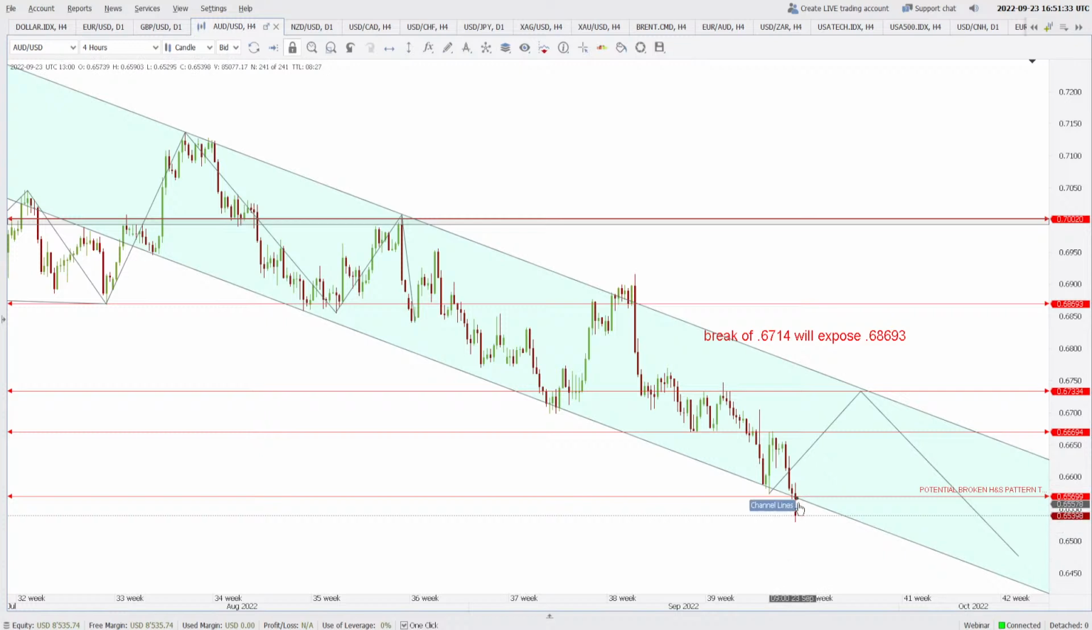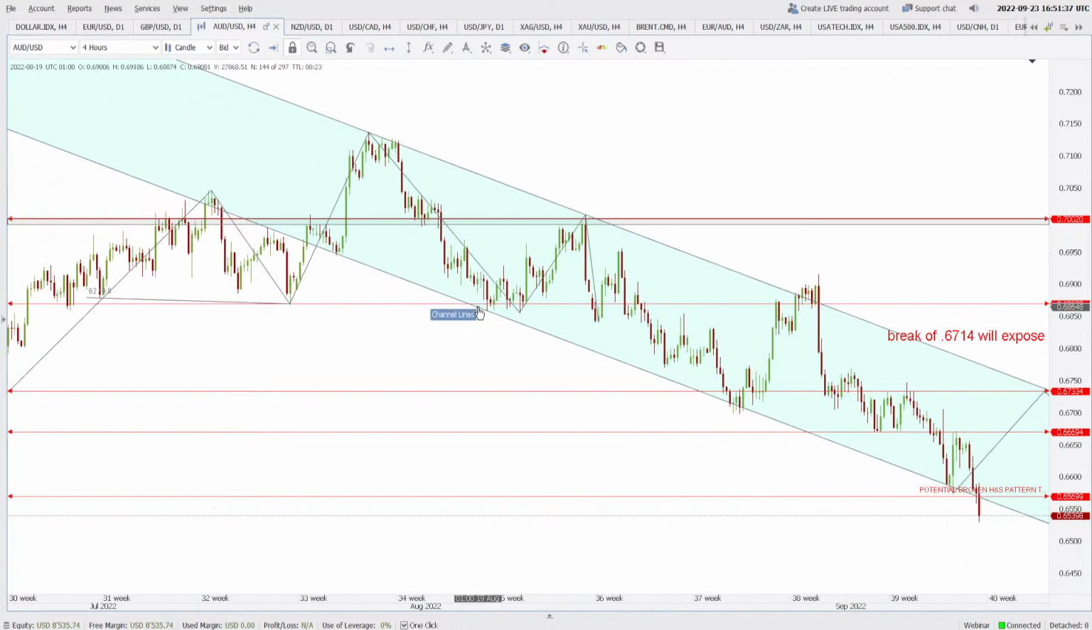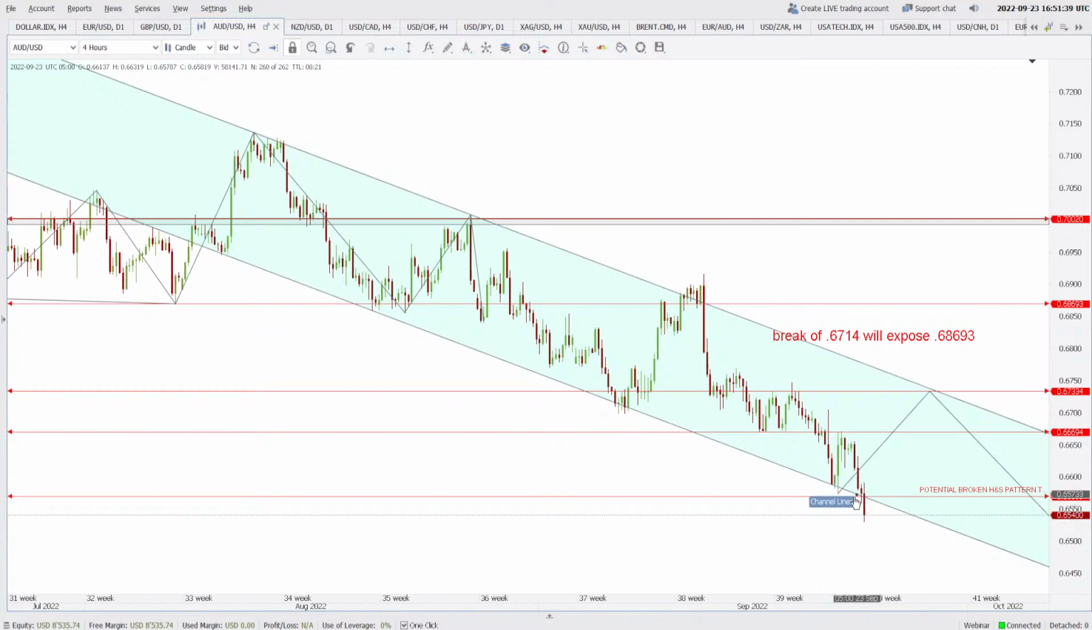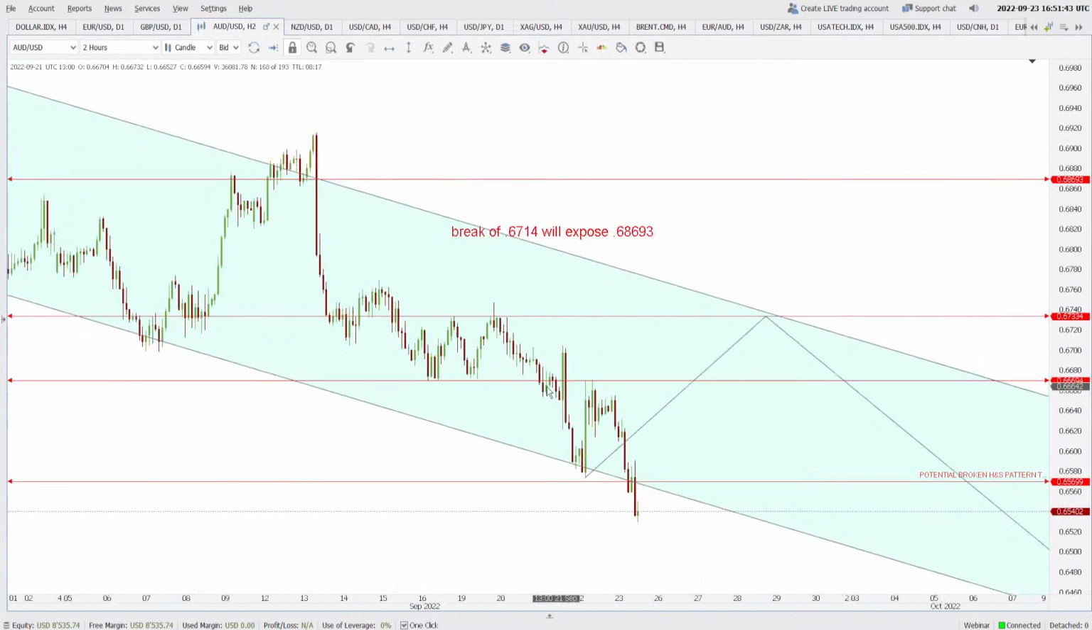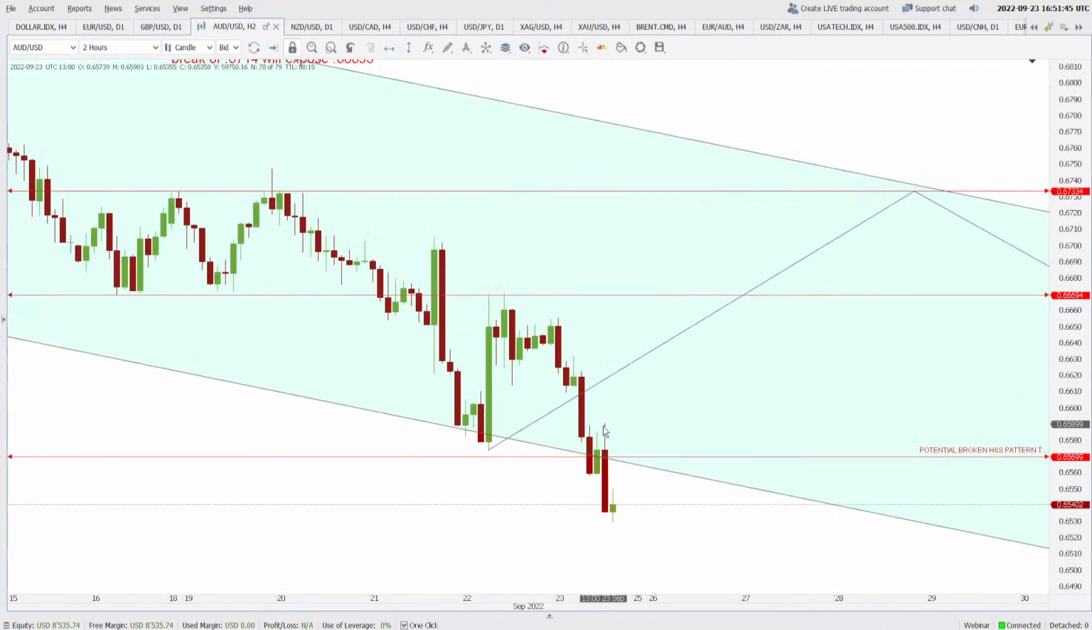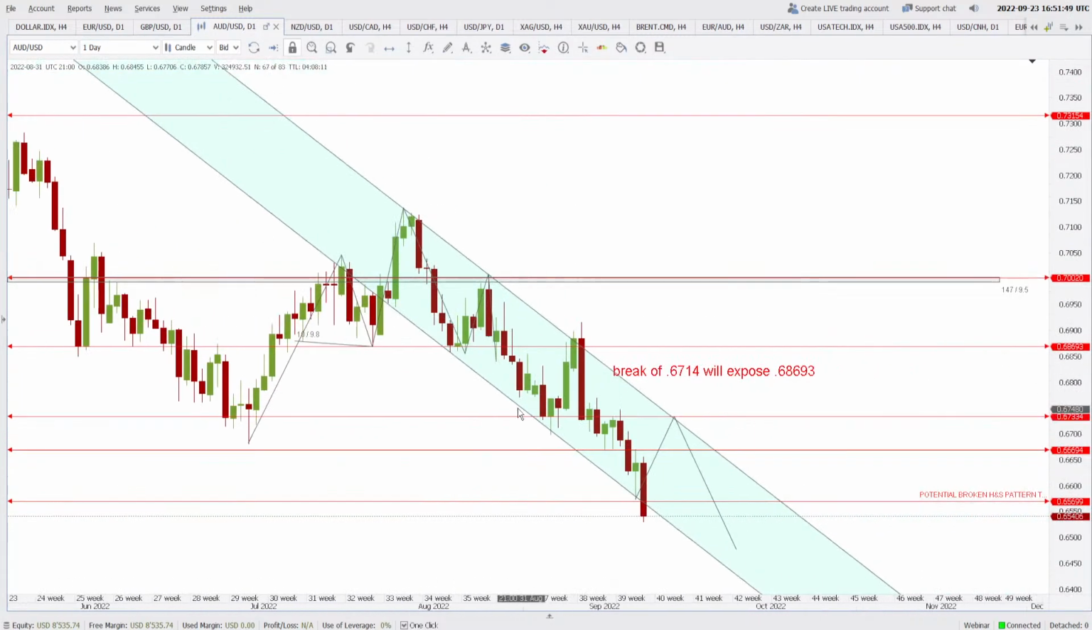So 0.6569 seems like it is broken. Okay, it was a potential broken head and shoulder pattern's target. That target is taken out. We were expecting some pullback from here, but it did not happen. You see, at least on the 2 hours it was there, but thereafter there was a sell-off, maybe because of the dollar becoming strong.